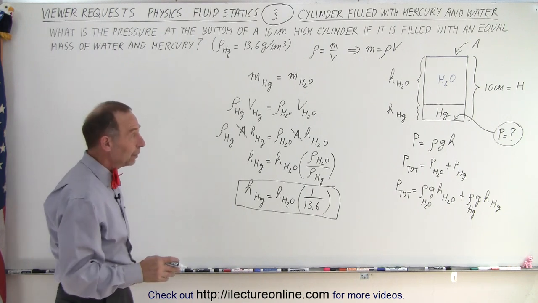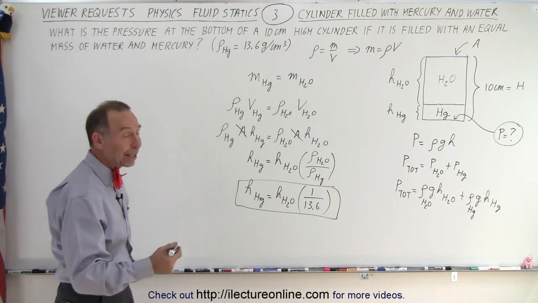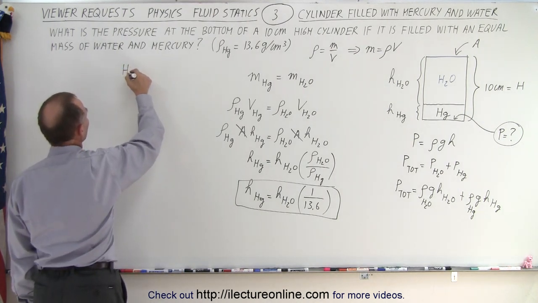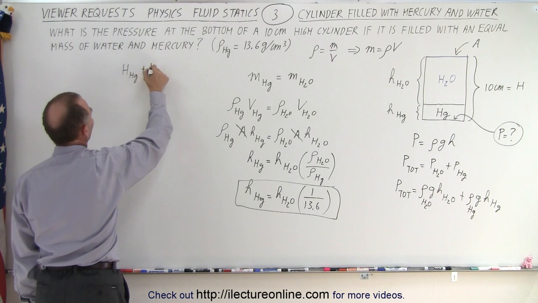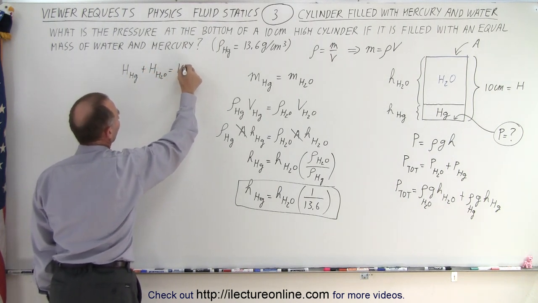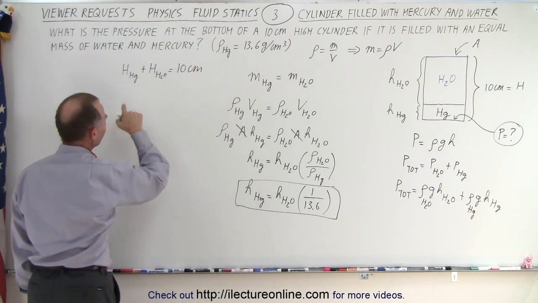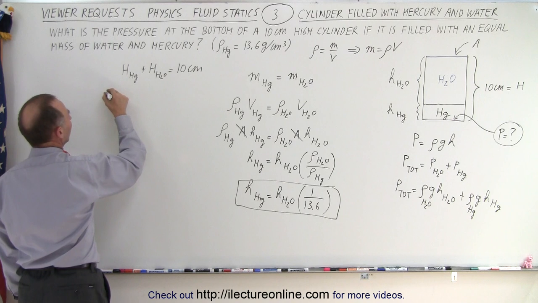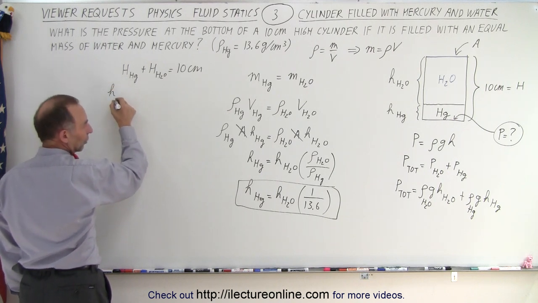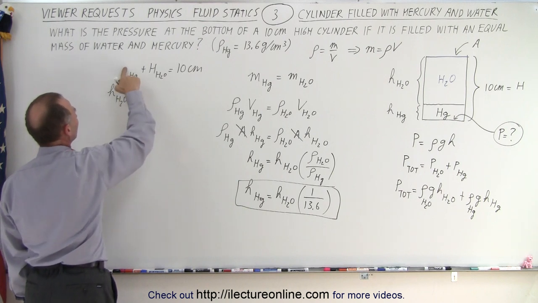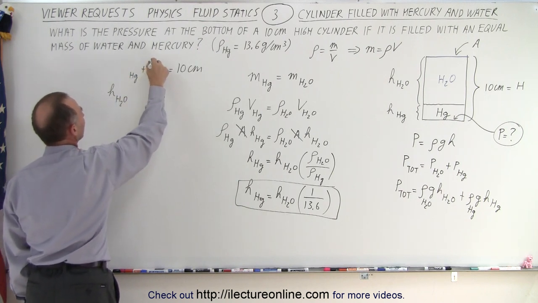Now, to find them, we realize that the two together add up to 10 centimeters. So the height of mercury plus the height of the water equals 10 centimeters. And then we can replace the height of the mercury by what that's equal to. So we can say that the height of the water, H2O, and I probably should have used small h's so we don't get confused here.